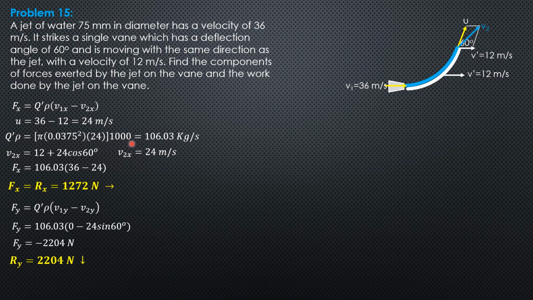Then finally, the work done by the jet on the vane is Fx times v prime. So 1272 times 12, in joules or newton meters, is 15264 joules.